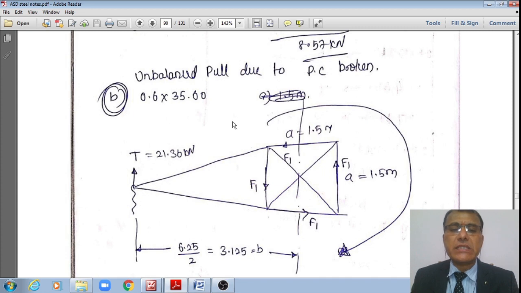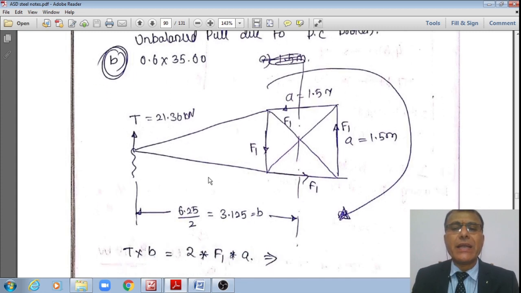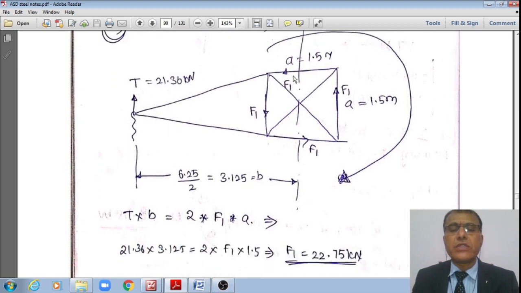The tension is trying to rotate this and causing torque T, right? This force is located at a distance of 6.25 by 2, at a distance of 3.125, right? Therefore, 25.36 multiplied by this 3.125 is the torque or torsion.